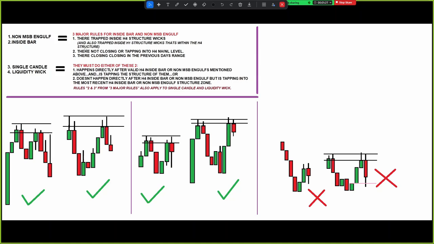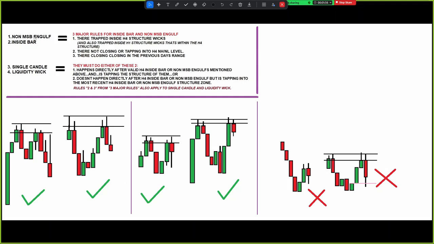These are the only rules that you're going to follow when looking for a trade based on following the previous candle's direction. Okay, so 3 major rules: 1, that the H4 candle is trapped inside H4 structure wicks; 2, that it's not closing or tapping into a H4 new high or new low level; and 3, that it's closing inside the previous day's range. Okay, so let's illustrate this with these examples here.